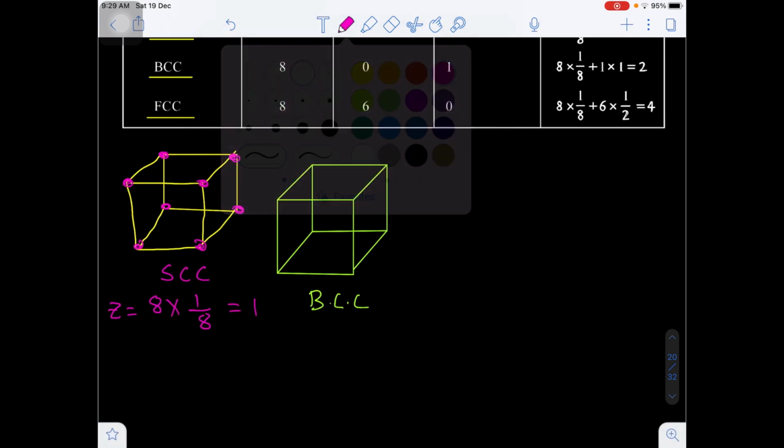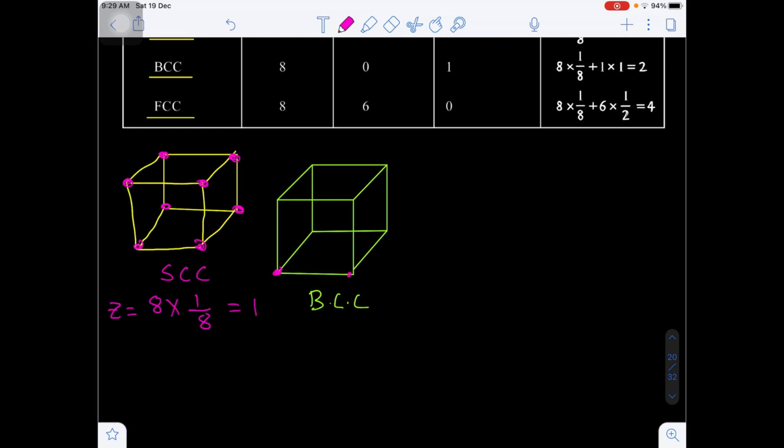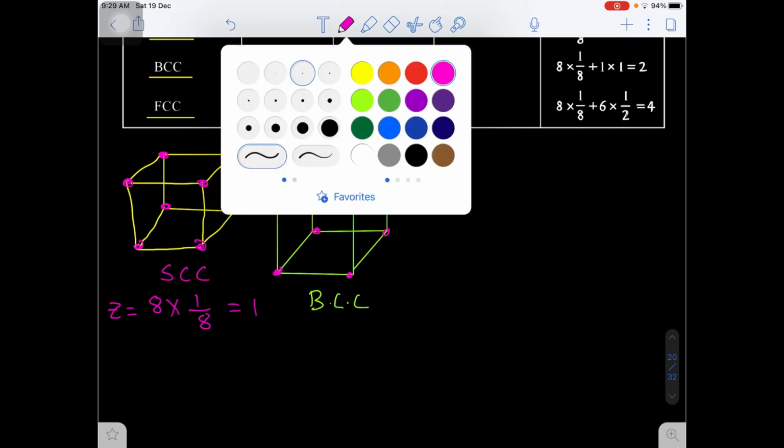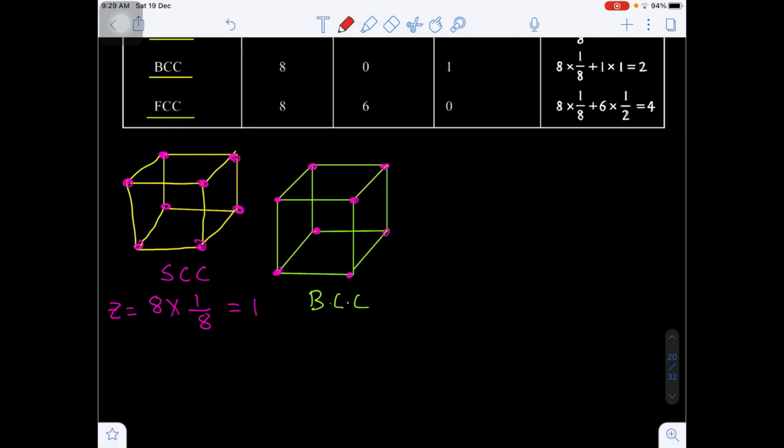What is the location of the particle? Apart from the corners, how many corners are present here? 8 corners are present. Apart from the 8 corners, there is one more particle located at the body center, that is the center of the body. Are you getting my point?